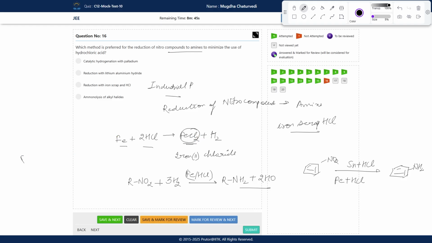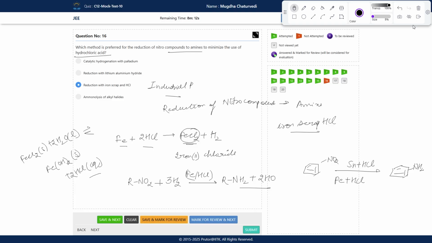If you see the reaction, FeCl2, which is solid, plus 2H2O, which is liquid, gives Fe(OH)2, which is solid, plus 2HCl. So this gets hydrolyzed to release HCl during the reaction. This is the preferred industrial method, and the preferred method to minimize the use of hydrochloric acid. So the right answer for this question will be C, reduction with iron scrap and HCl.